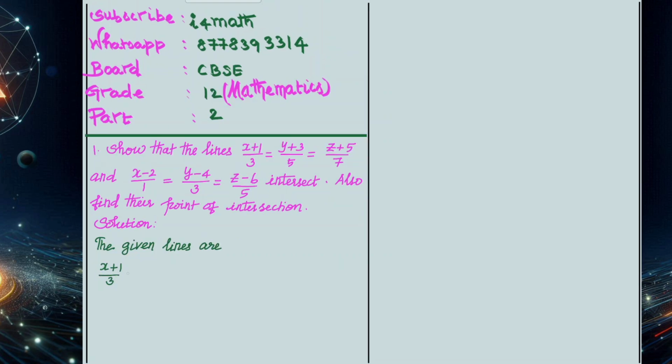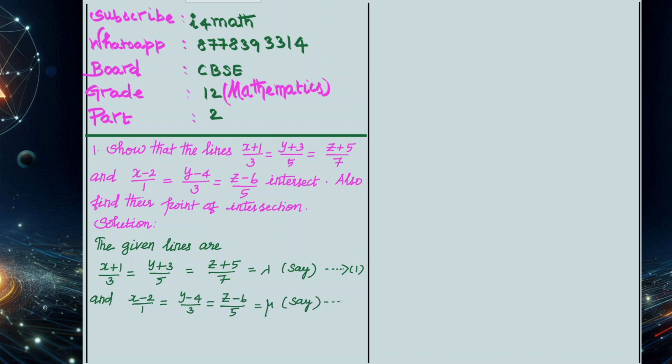The given lines are (x plus 1) divided by 3 equals (y plus 3) divided by 5 equals (z plus 5) divided by 7. Let us take this as lambda. Say this is equation number 1. And the second line (x minus 2) divided by 1 equals (y minus 4) divided by 3 equals (z minus 6) divided by 5 equals mu. Let us take this as equation number 2.